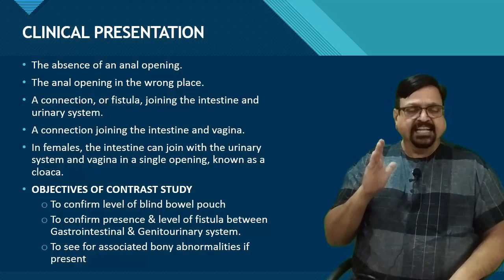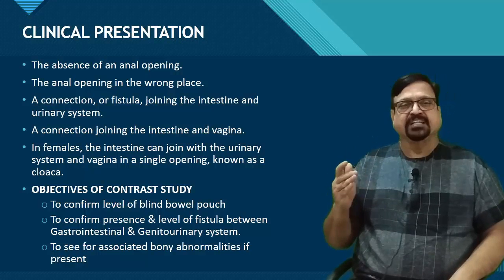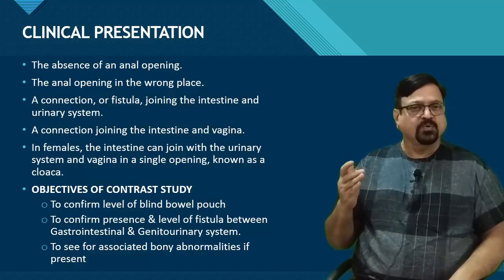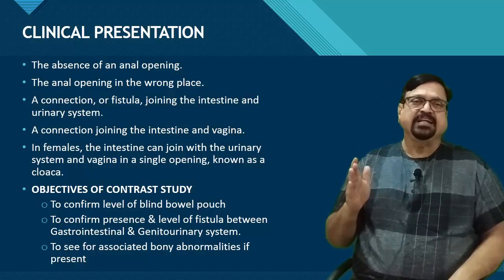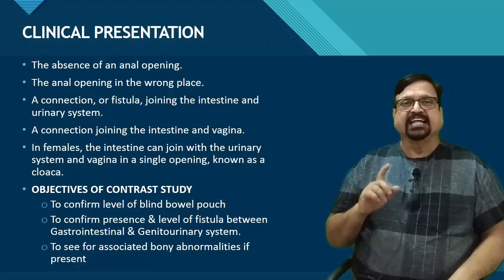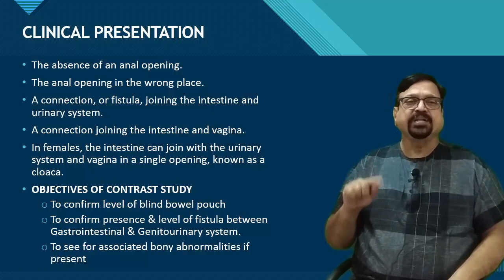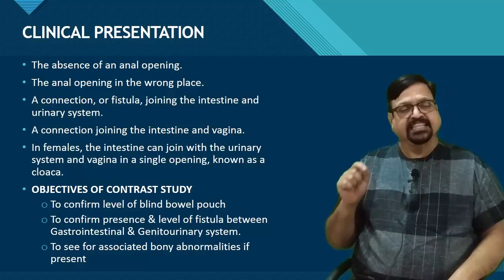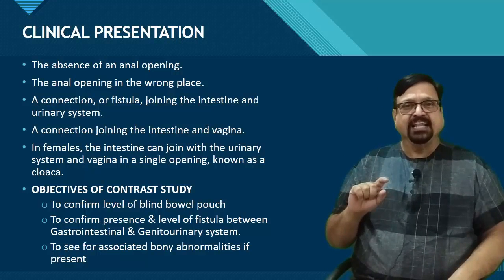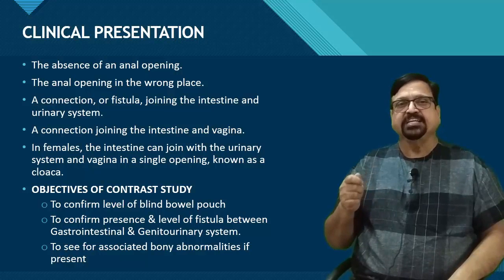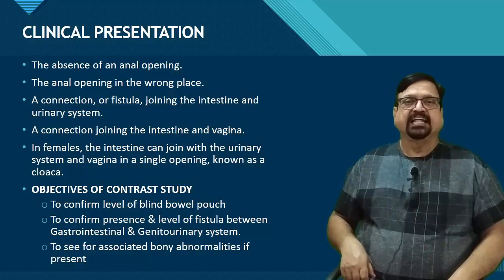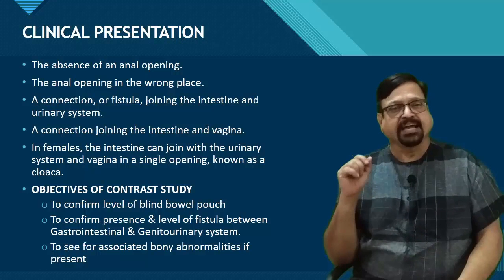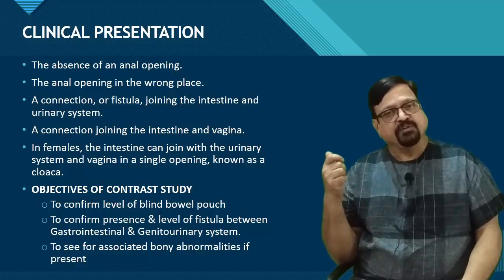Then what happens? There is a dilated proximal rectum. Now we have seen in invertogram how it looks. From this dilated rectum, there can be a fistulous tract. So there can be a connection or fistulous opening to the intestine or urinary bladder. Now a connection joining the intestine and vagina needs to be demonstrated. In females, the intestine can get joined with the urinary system and vagina in a single opening known as a cloaca. Now, after knowing this clinical background, what are the objectives of this study?